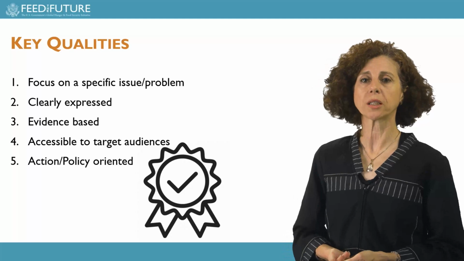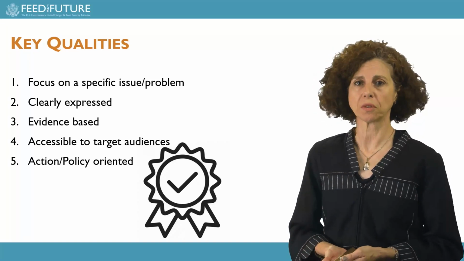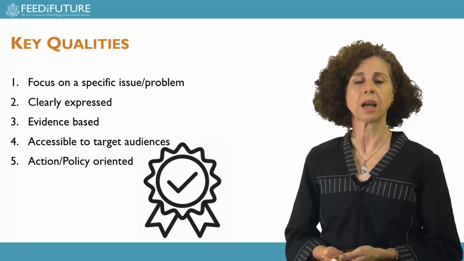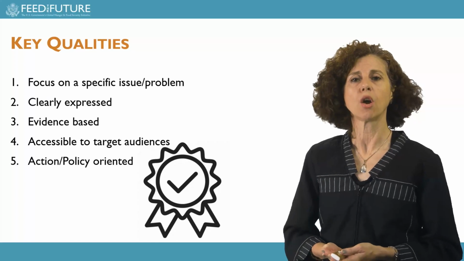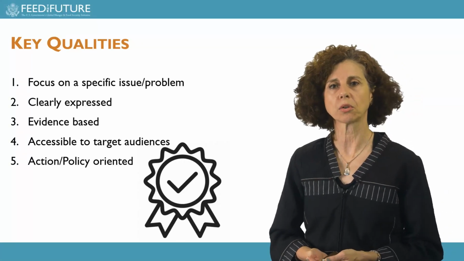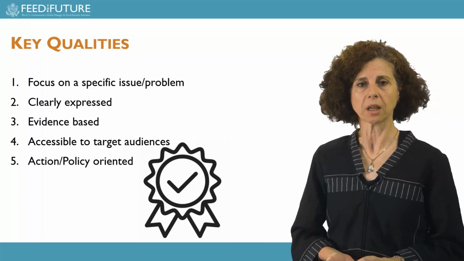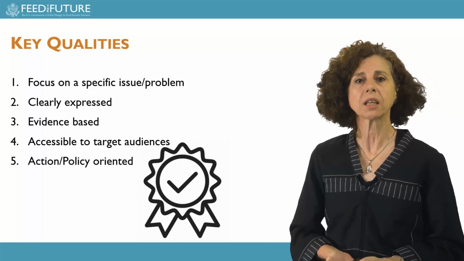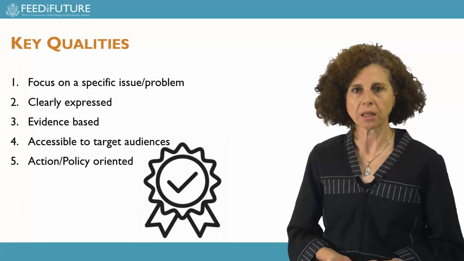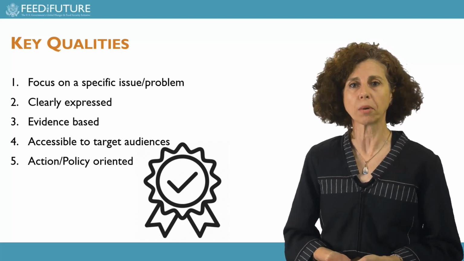In order to be effective, your policy brief should incorporate some key qualities. It should be focused on a specific issue or problem which is of interest to your target audience. Be clearly expressed. Use plain language, avoid jargon and other technical terms. Evidence-based. Focus on providing facts and make sure your recommendations flow from your research results. Accessible to target audiences. If there are people with different abilities, make sure they can easily access your document, either through print or online methods, and they're able to navigate through your policy brief. Finally, be action and policy oriented. Bear in mind that the policy brief is not about your research or project, but it should ultimately contribute to address a problem or improving an issue.